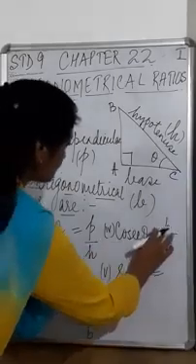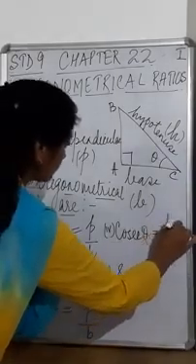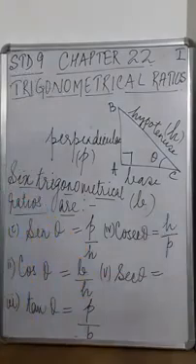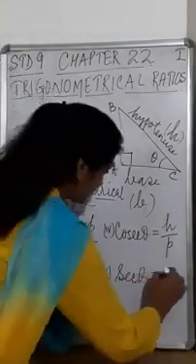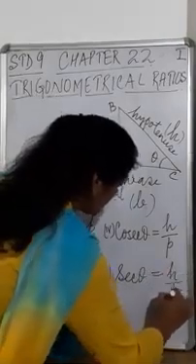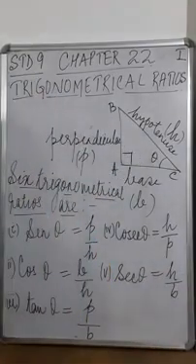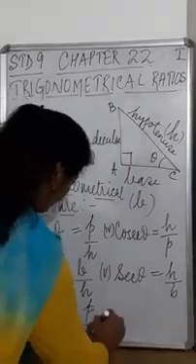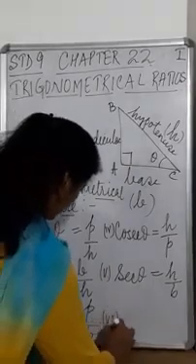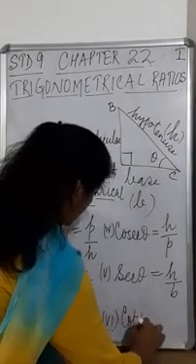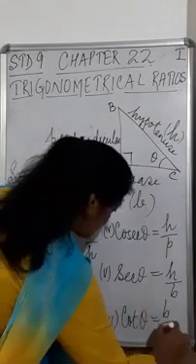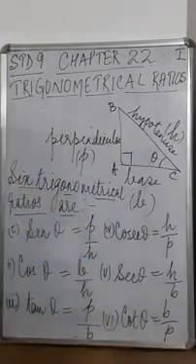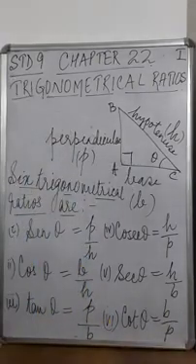Sin theta is equal to p by h. Cosec theta is h by p. Cos theta is b by h, so sec theta is h by b. And tan theta is p by b, therefore cot theta is b by p. These are the 6 trigonometrical ratios which are formed.